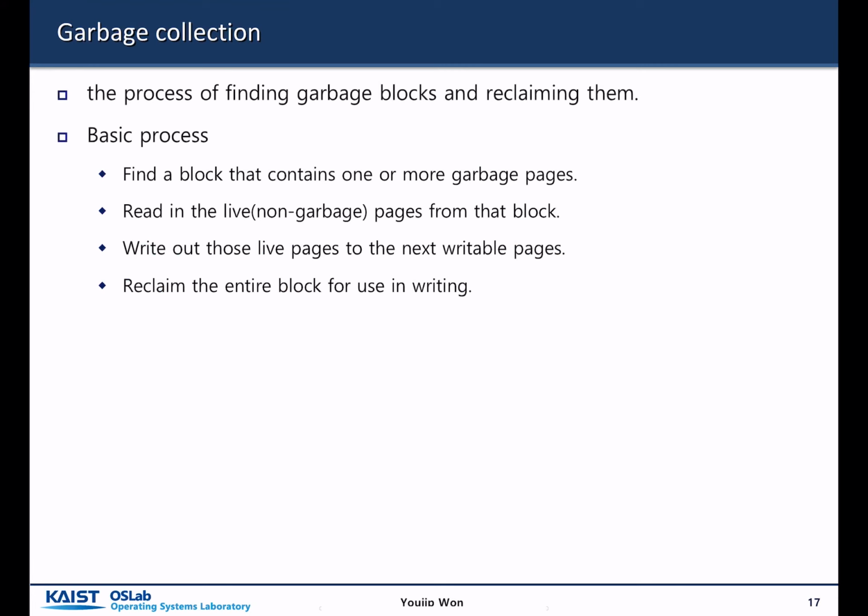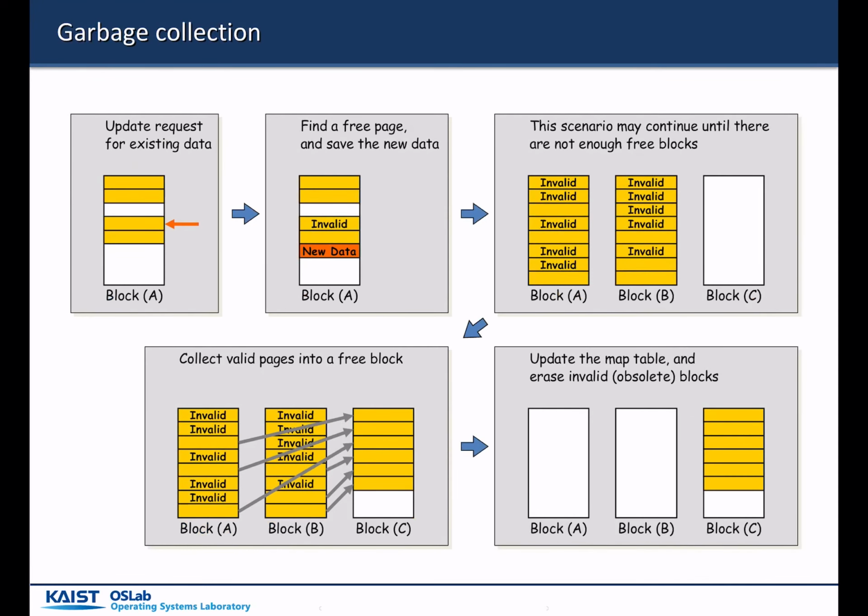Garbage collection is the process of finding garbage blocks and reclaiming them. So there are 4 basic processes. Find a block that contains one or more garbage pages. Then you read in the live pages from that block. Then write out those live pages to the next writable pages, and then reclaim the entire block for use in writing. So this is garbage collection.